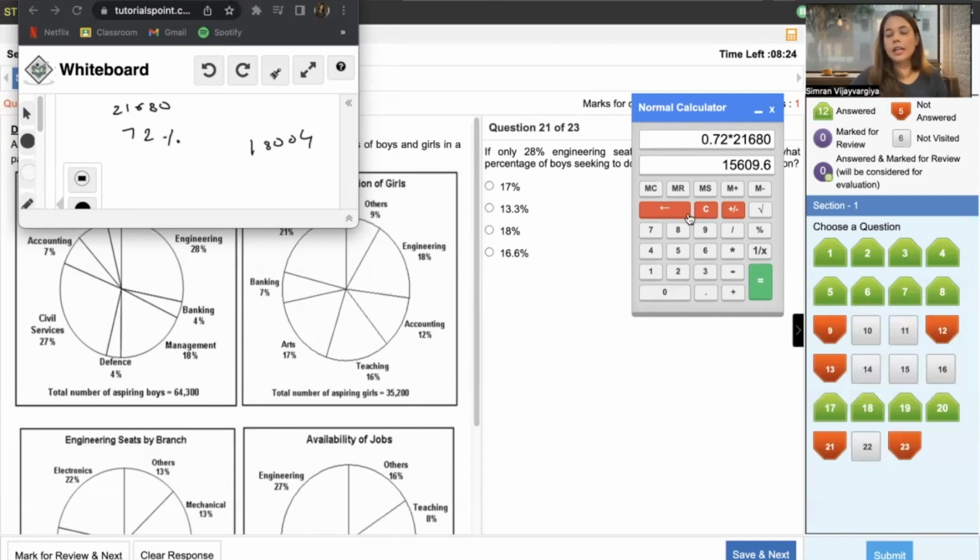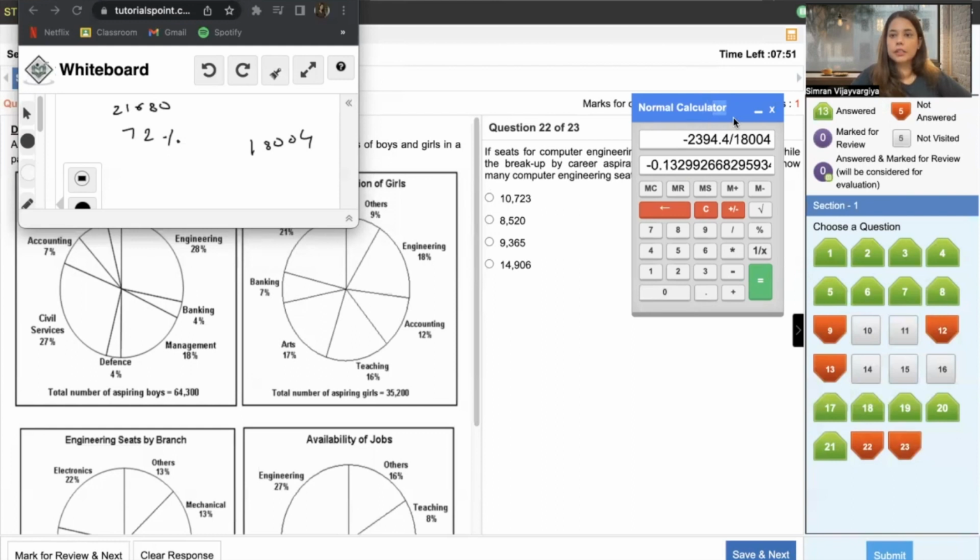So now out of 18004, I'll see the number of students who are not getting it. Okay, I'll just get it in negative. 18004 are looking for it. So 2394 are not getting it, divided by the total number, 18004. So 13.3% of boys are not getting engineering seats because they're full now.